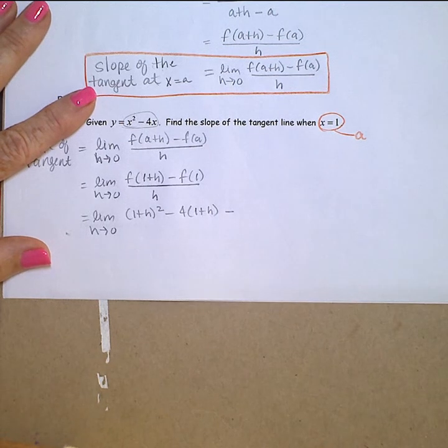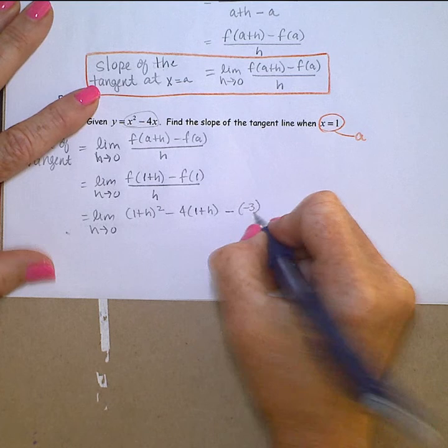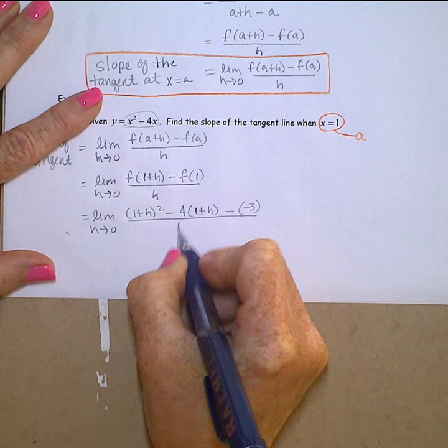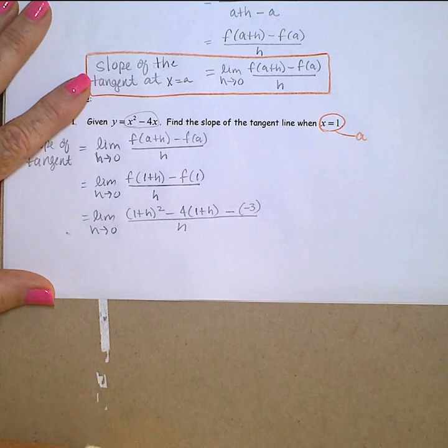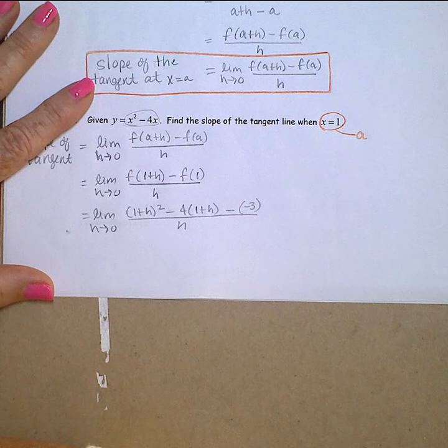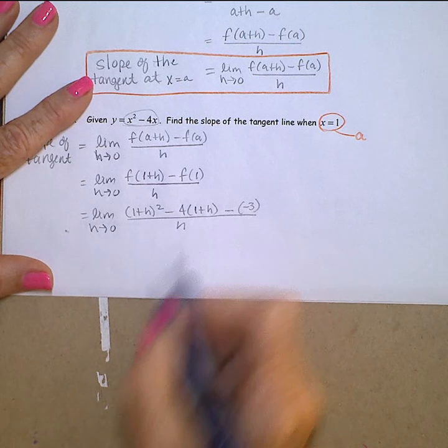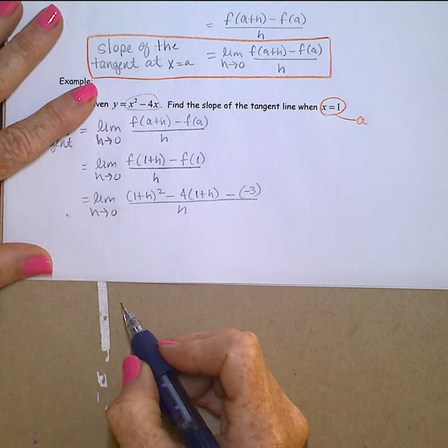What do you get in that function when you plug in a 1? Say it out loud. What do you get? Negative 3? So minus a negative 3 all over h. Okay, can you evaluate this limit right now? How do you evaluate a limit? You substitute in. Can you sub in at h equals 0 right now? No, we're in trouble, so we're going to have to simplify.